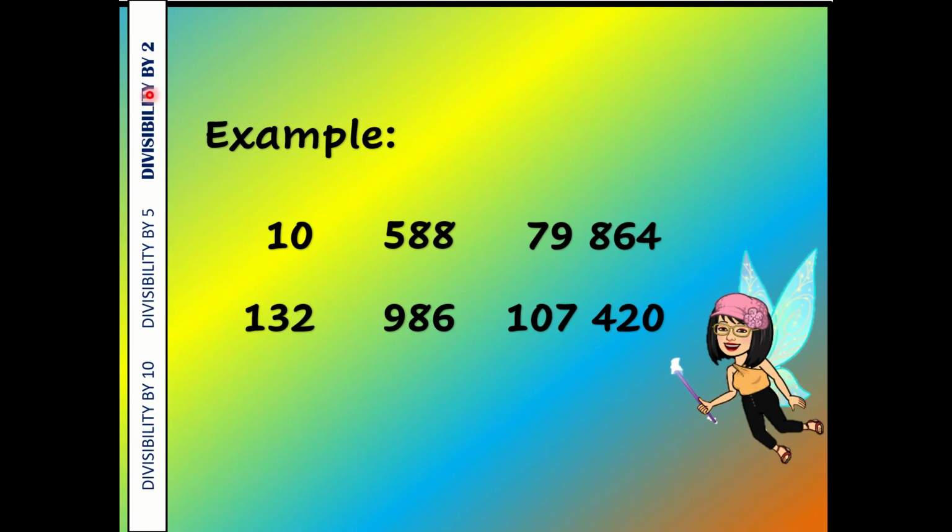For example, for divisibility by 2, we have 10, 588, 79,864, 132,986, 107,420. They have different even numbers. This is 0, 8, 4, 2, 6, and again 0.